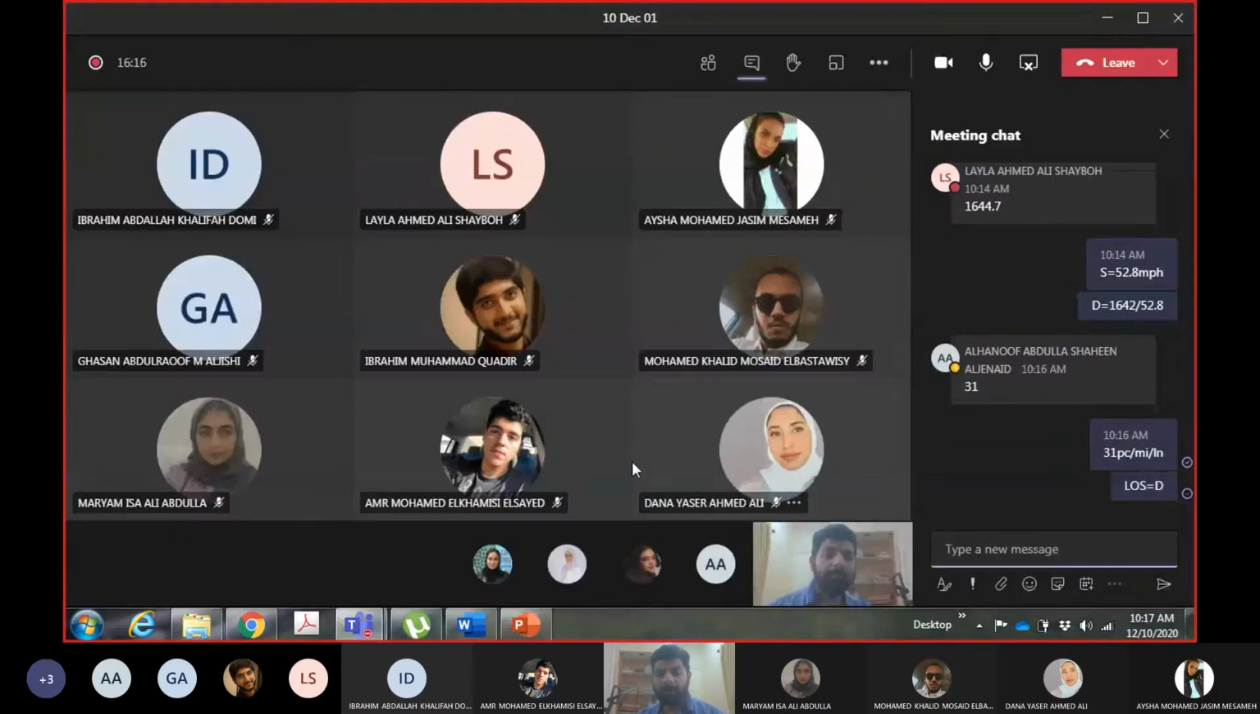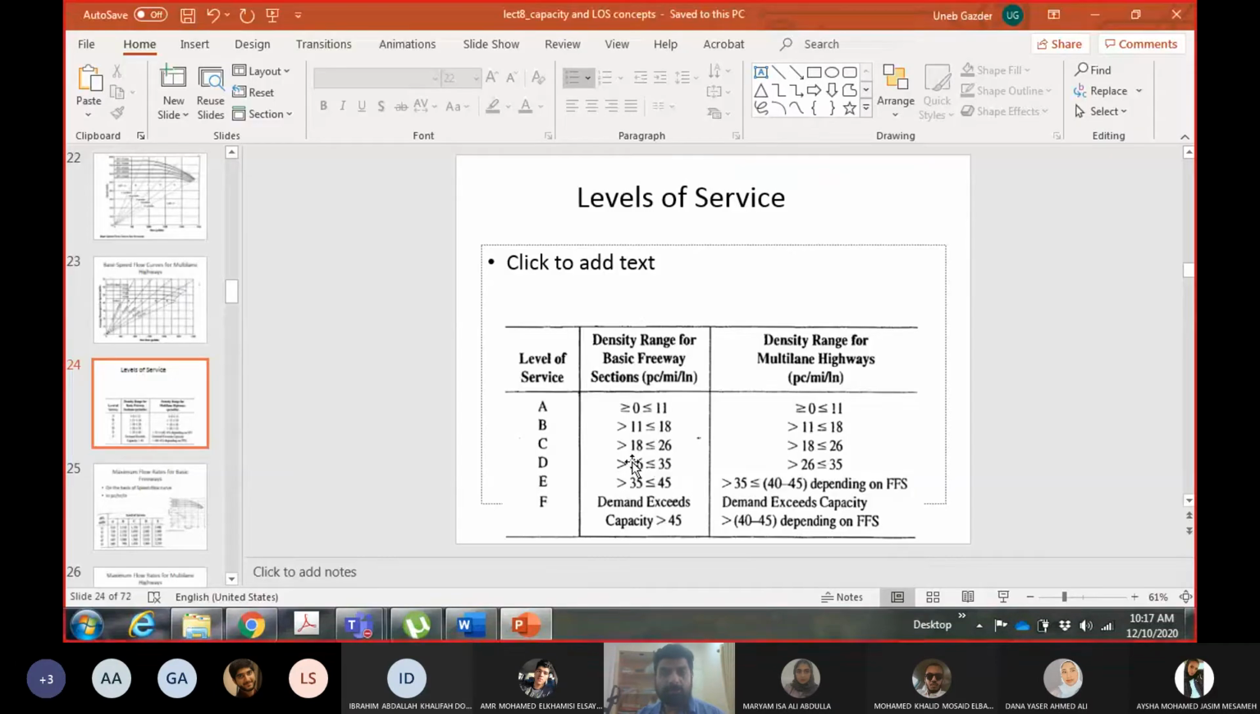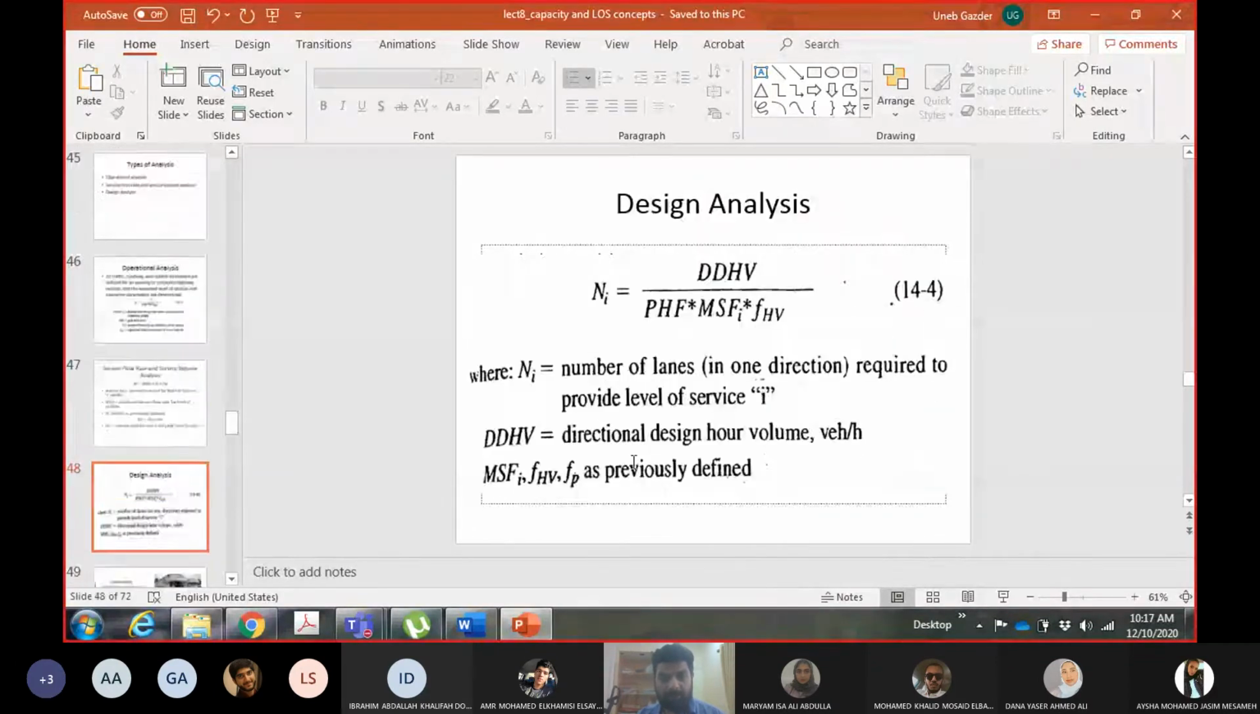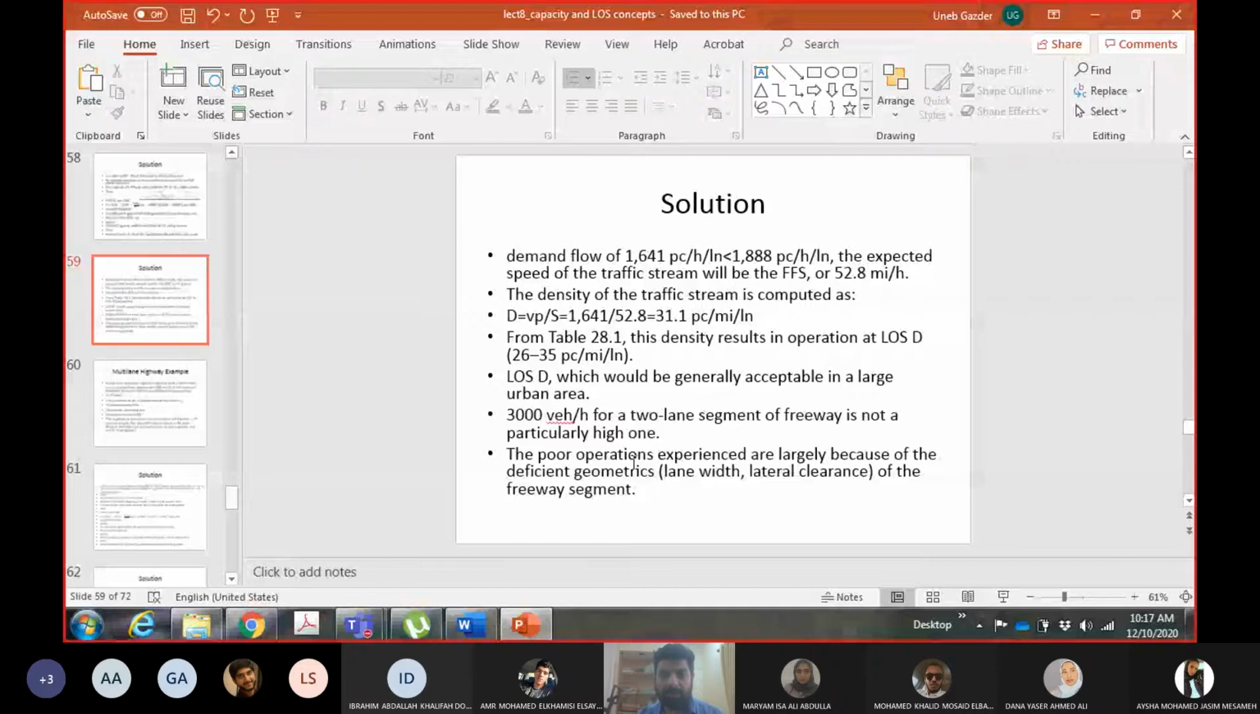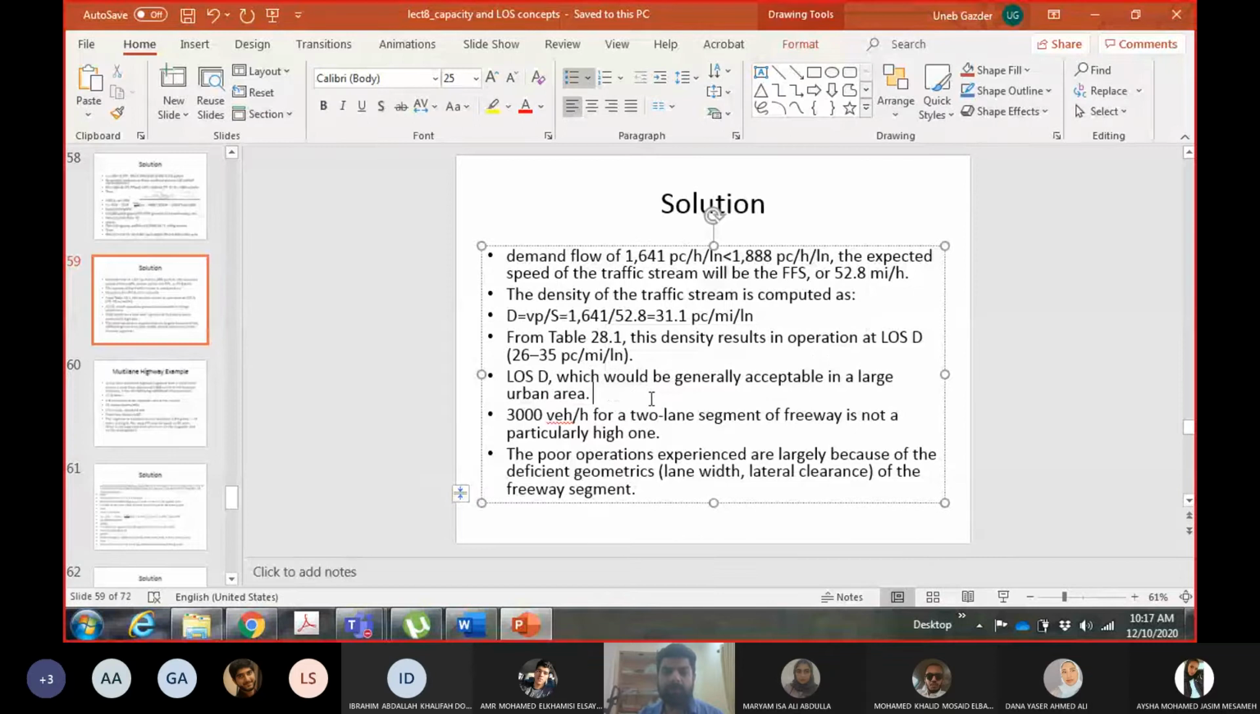Now in the book they have done a very good thing for us. With the question and the answer, they have mentioned some comments. Level of service D is usually an acceptable level of service for urban areas. In most cases you will have D in the peak hours. But this D is not at a high volume. 3000 vehicles per hour for a 2-lane highway is not very high. It basically means around 1500 vehicles per lane, which is not too high.